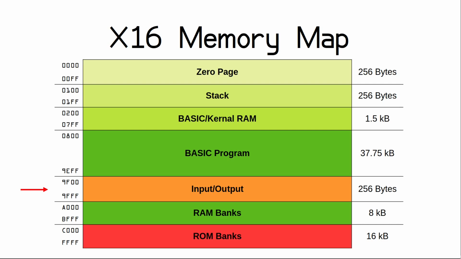Then the next 32 pages, from hex A000 to hex BFFF, is the banked RAM window. This is where you can store up to 512 kilobytes of data across 64 banks of RAM. Optionally, an X16 can be populated with 256 banks of RAM for a total of 2 megabytes. We'll get into this in another episode as well.